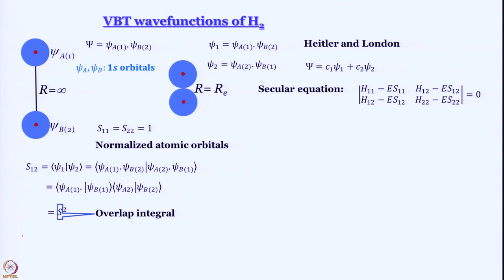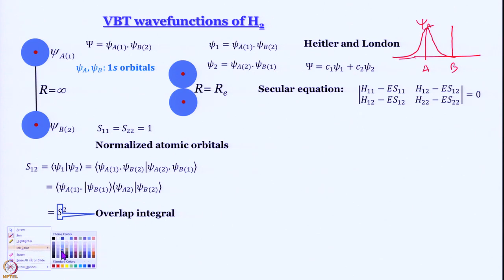Because if I just draw these 1s orbitals for you, hopefully I do not have anything here, so it is okay to draw here. Let us say this is where A is. Its 1s orbital is an exponential decay, and since we have drawn 3D plots in the past, I hope it is okay if I draw on this side also. So, this is your psi A, and let us say your nucleus B is here. For that, we will use a different color. This is the 1s orbital. 1s orbital is an exponential decay, remember?